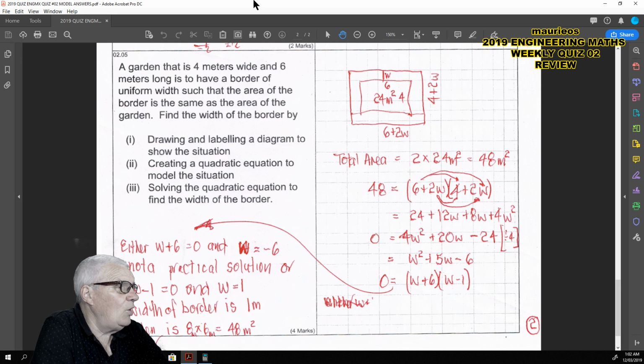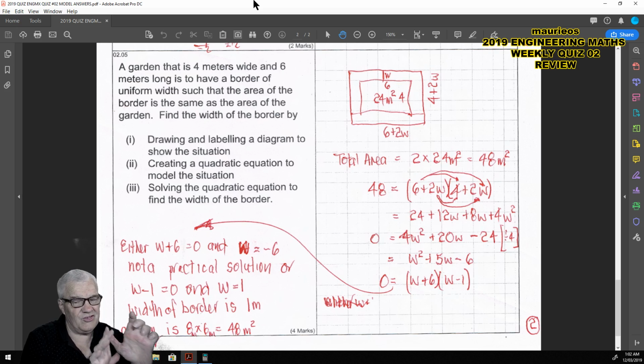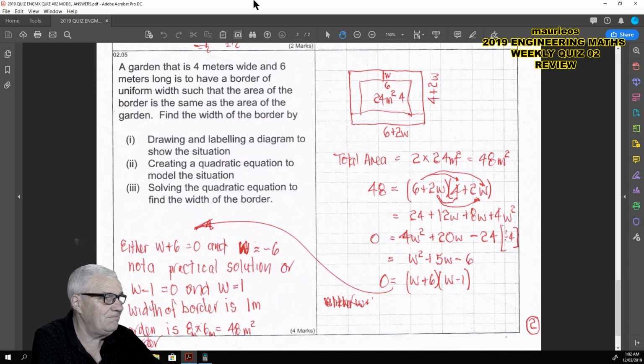So this long is to have a border of uniform width. Uniform means the same width all the way around. Well, that makes sense. You wouldn't have a non-uniform width such that the area of the border is the same as the garden. So find the width of the border by drawing and labelling a diagram to show the situation.